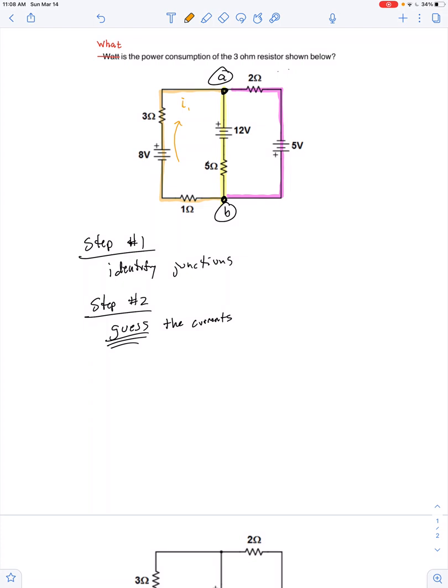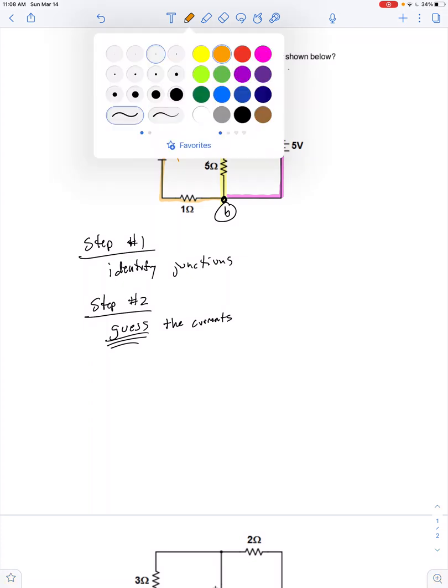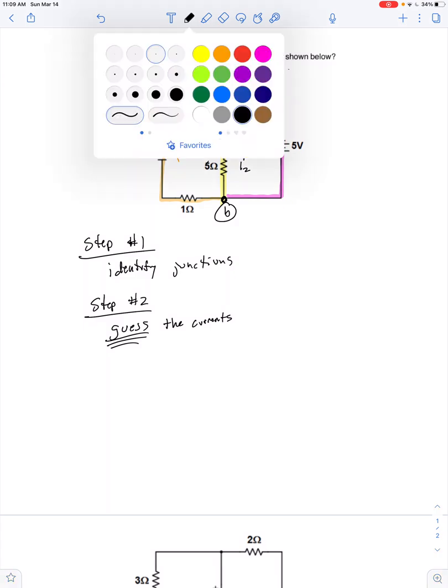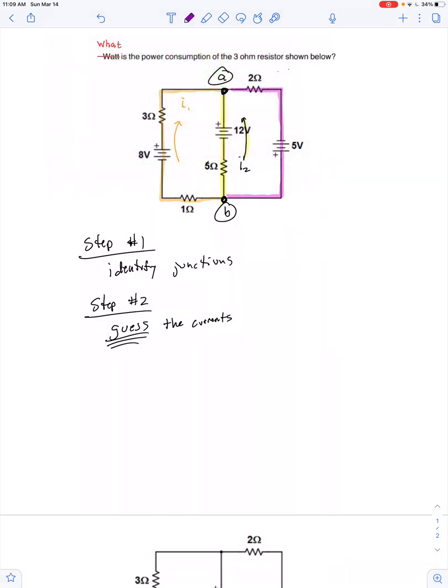Now we'll guess the direction of current flowing through the middle branch. And again, I'll guess that the current flows upward. We'll call that I2. And now we need to guess the last current flowing through the branch on the right. I'll tell you what, we're not allowed to guess that I3 also flows upward.